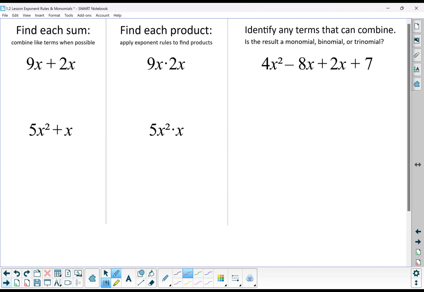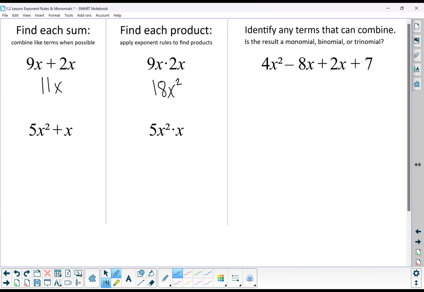All right, so I've got some monomials. I want to try to add them. I want to try to multiply them. And again, if we're going to add, we have to have like terms. So if I have a 9x and a 2x and I want to add them together, I can identify that yes, they are alike. They both have the variable x. And so I can combine them to get 11x. If I want to multiply a 9x by a 2x, I would use that commutative property of multiplication. 9 times 2 is 18, and an x multiplied by another x gives me x squared. So this is 18x squared.